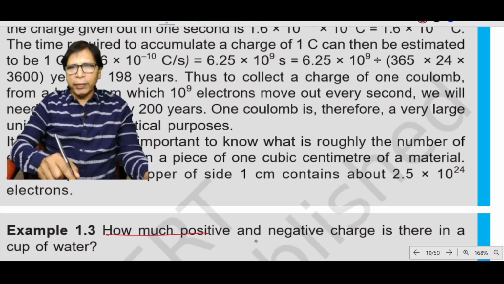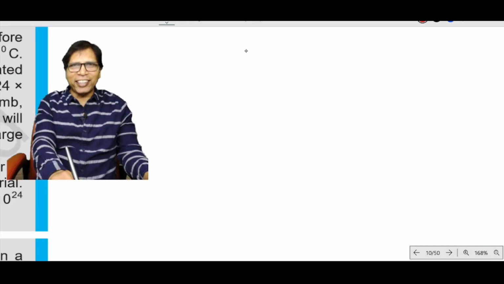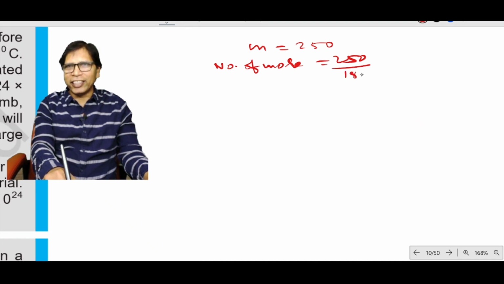Now look at this another numerical. How much positive and negative charge is there in 1 cup of water? Suppose 1 cup of water is 250 gram of water. Okay, look at this. The amount of water is 250 gram. So number of mole is 250 divided by 18.